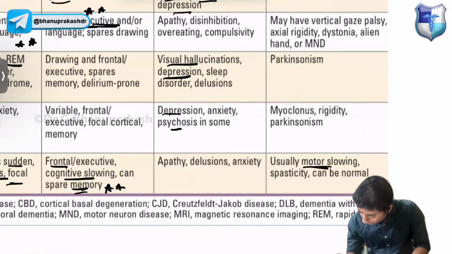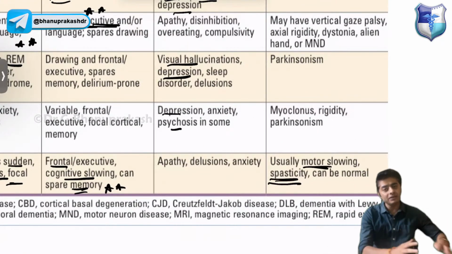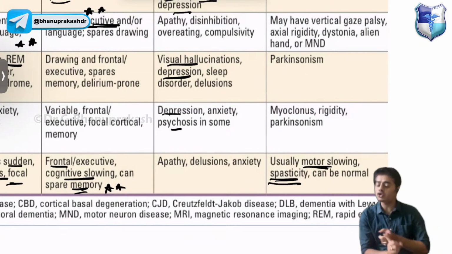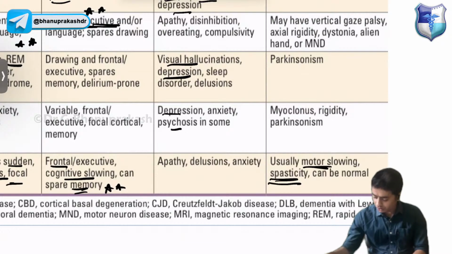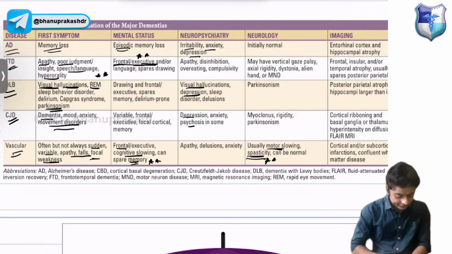And usually motor slowing, spasticity. Why spasticity? Because rigidity happens in Parkinson. Rigidity is an extrapyramidal feature, and spasticity happens in your stroke patient, that is a UMN feature. So there is spasticity in vascular dementia. Okay, everyone, clear till now? Shall we move forward?